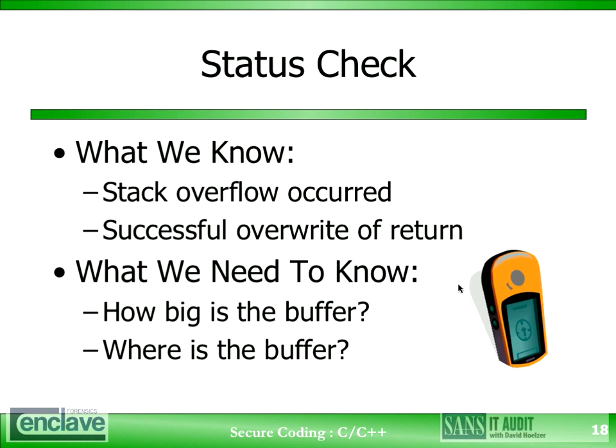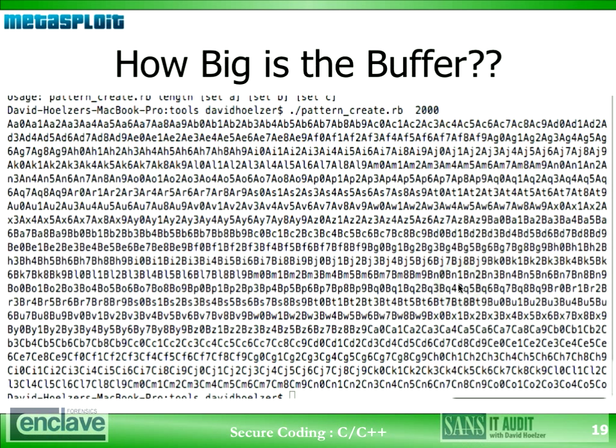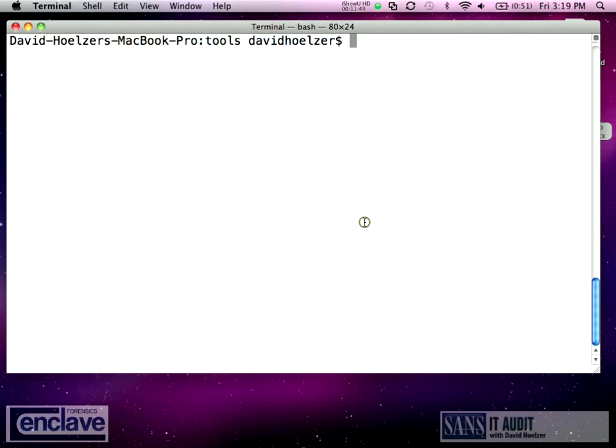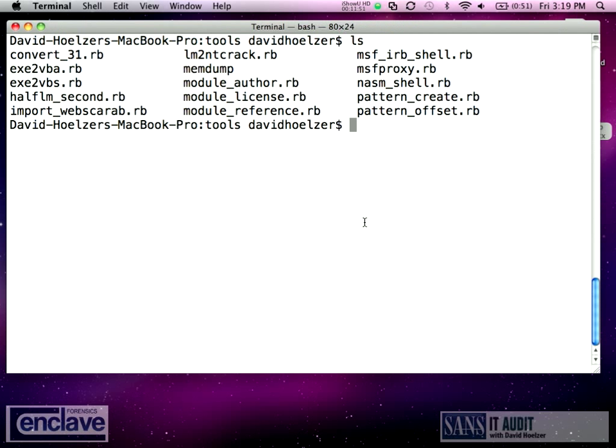It turns out that there is a very, very handy tool that's part of Metasploit. Metasploit includes this handy function called pattern create. What pattern create allows you to do is tell it to create a pattern of characters. You can see an example here. I can take a look down here. I've got the Metasploit framework installed over here.